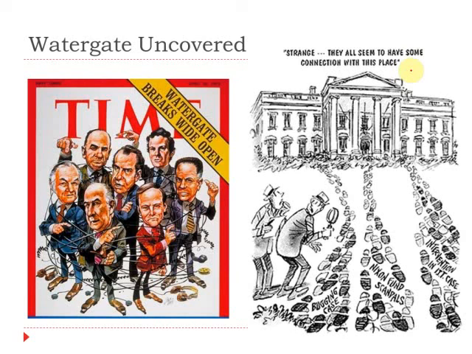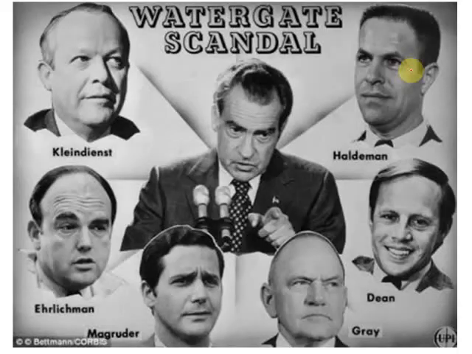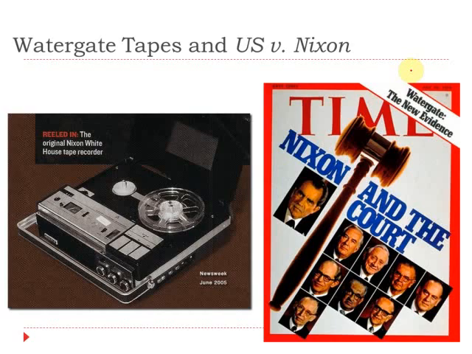Now people were saying Nixon was involved. Nixon's like, no, I didn't do anything. But the interesting thing was that even though people all said that Nixon was involved with all of this, he kept on denying it. So we needed evidence. The evidence we suspected would come from what becomes known as the Watergate tapes.